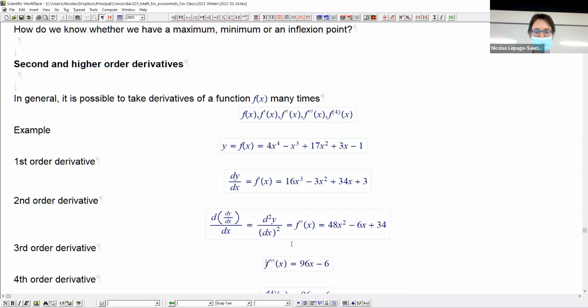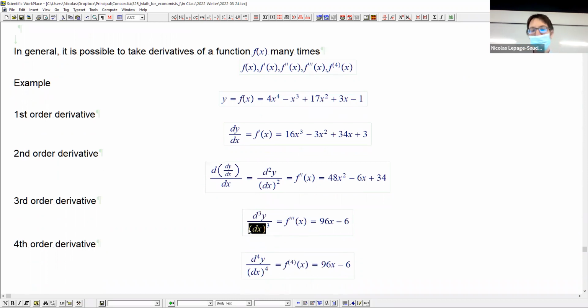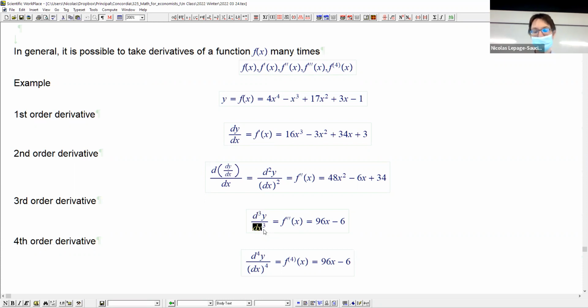And then the third derivative, I would get just the same thing, but d cubed y over dx cubed. Sometimes people don't put parentheses here, but know that they are there. So it's wrong to write it this way, because this would be x cubed, so that's not what we are doing. The d is cubed and the dx is cubed, right?